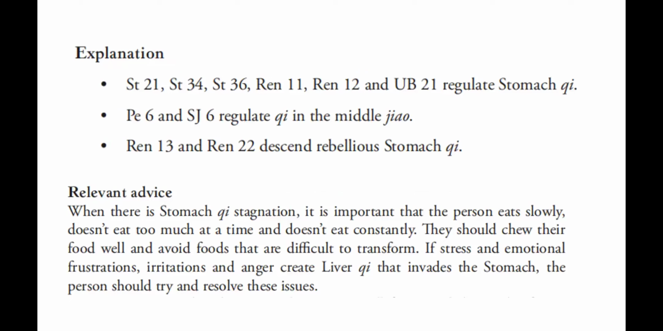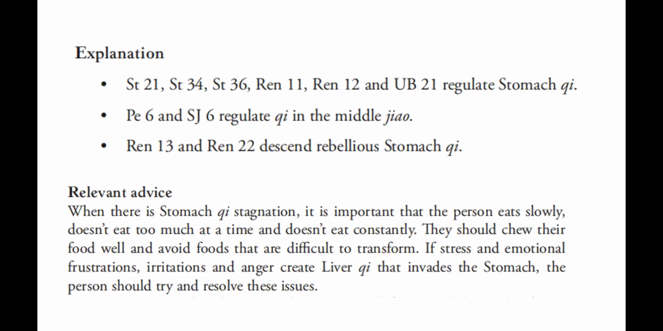So to further explain the choice of points, stomach 21, stomach 34, stomach 36, REN 11, REN 12, and bladder 21 regulate stomach chi. Pericardium 6 and Sanjiao 6 regulate chi in the middle jiao. REN 13 and REN 22 descend rebellious stomach chi.